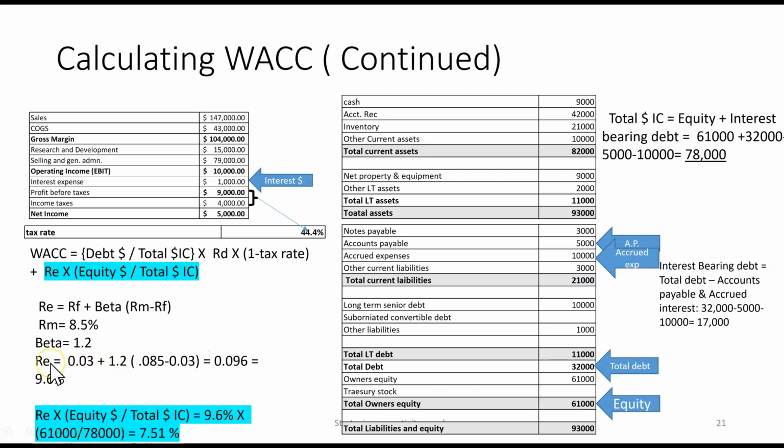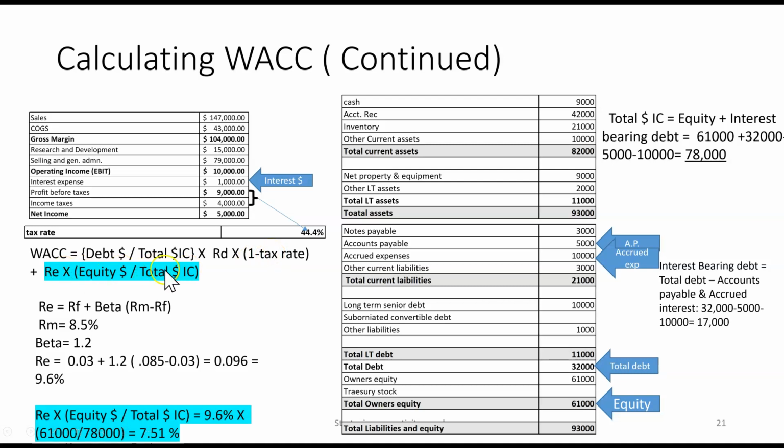That means the expected return on equity, if the risk-free rate is about 3% and the beta is 1.2, is that the investor will expect 9.6%. Now, if I take this RE and also include the equity divided by total invested capital, I do this over here, I get 7.51%. So what have we done? We had calculated the debt portion of it, which I had highlighted in yellow.